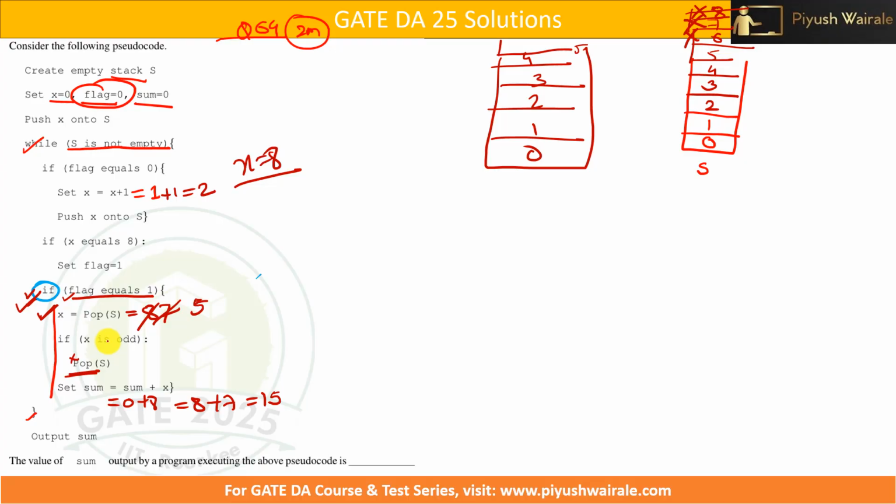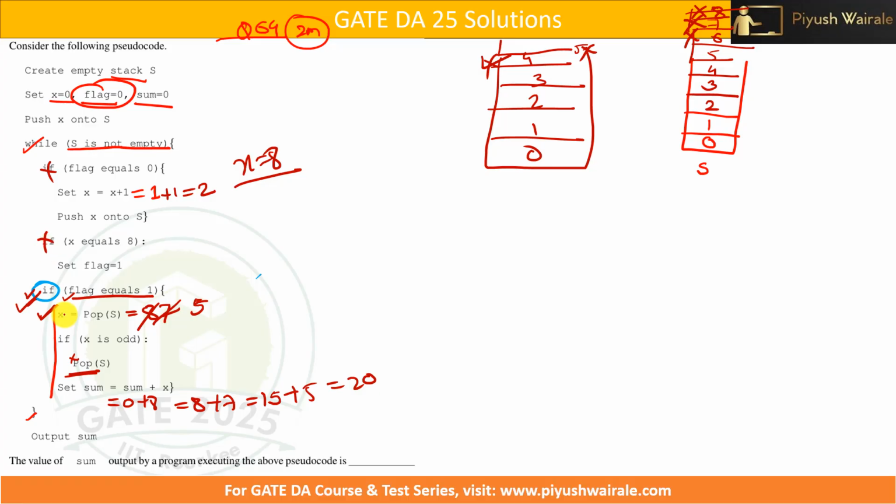Whether x is odd? Yes, that is true. So we are going to pop s. Again we are going to remove the top element, that is 4 here. So 5 is removed, 4 is removed, right? Then set sum equals sum plus x. x is what? 5. So plus 5, that is basically 20. Again go for a next iteration.